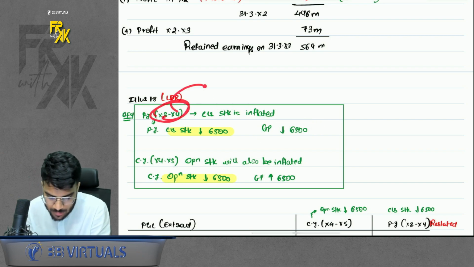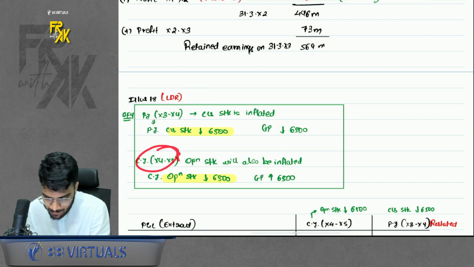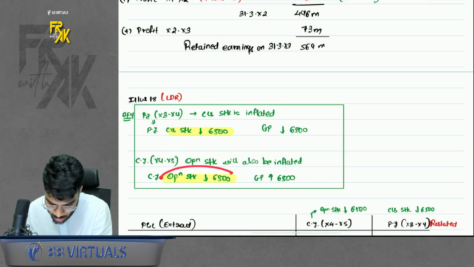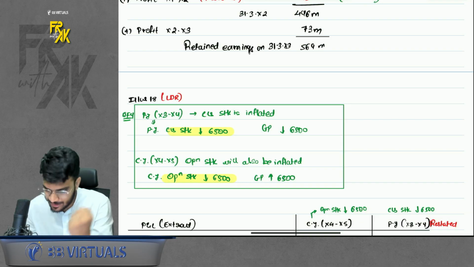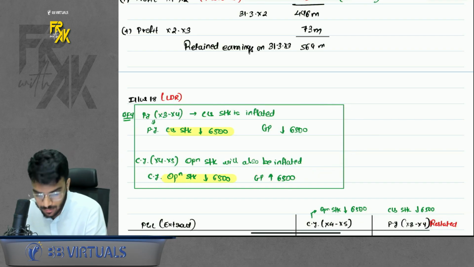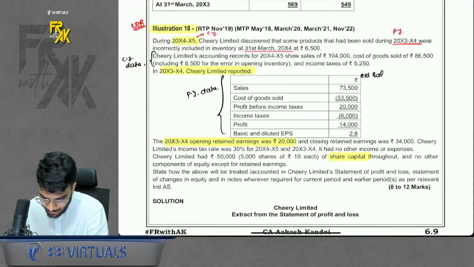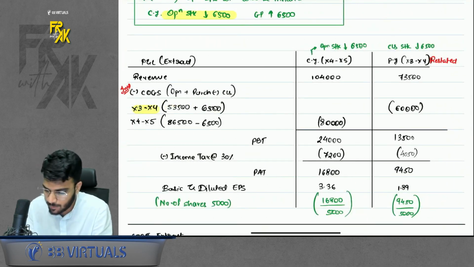If previous year closing is inflated, can I say current year opening will also be inflated? So opening stock will also reduce. Opening stock comes on the expense side. If expense is reducing, GP will increase. This is the understanding part of it. Now, how does it impact? So basically the information was given for previous year and current year.